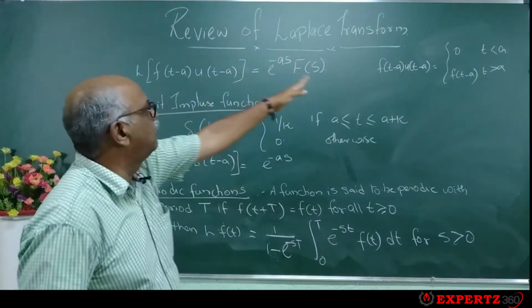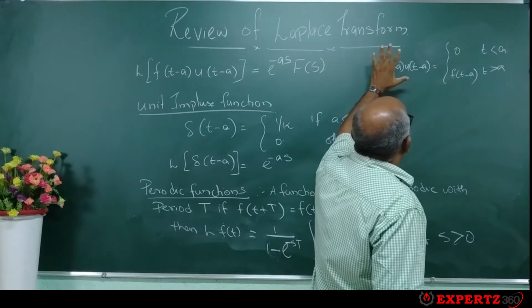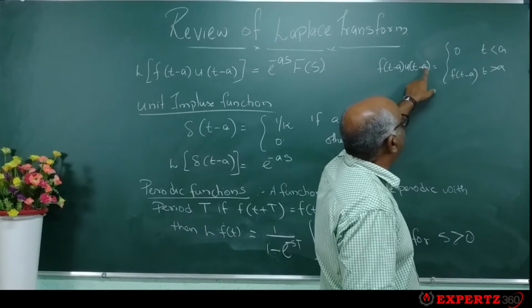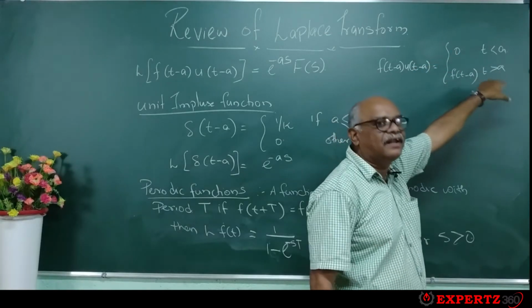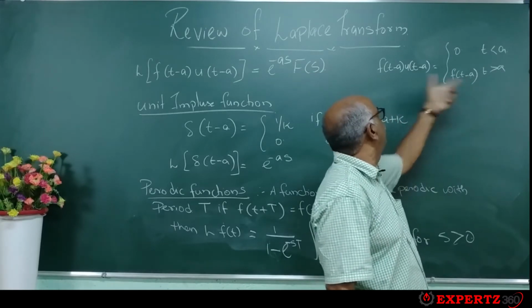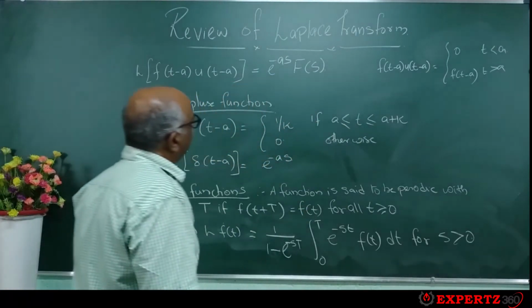See, I've written that. What does f of t minus a into u of t minus a mean? For t less than a, the value is 0, and for t greater than a, the function becomes f of t minus a. So the Laplace of that will be e raised to minus as into F of s.